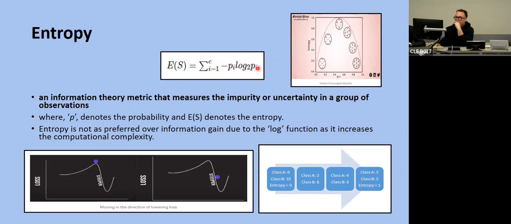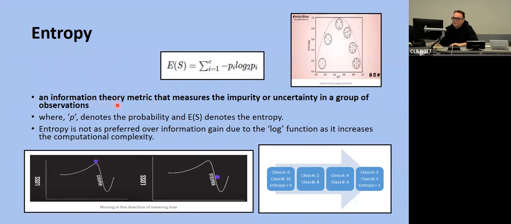So this formula here uses a log. Information gain is used much more than this entropy nowadays, and there's also gradient boosting and random forest. These groupings of trees, but I'll talk about that if I have enough time.